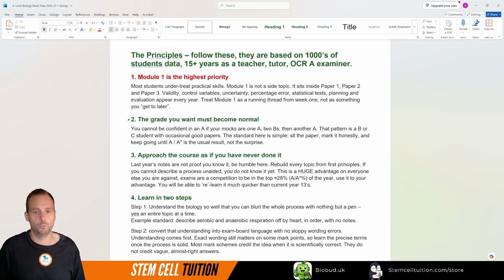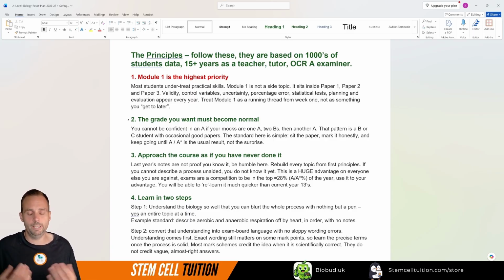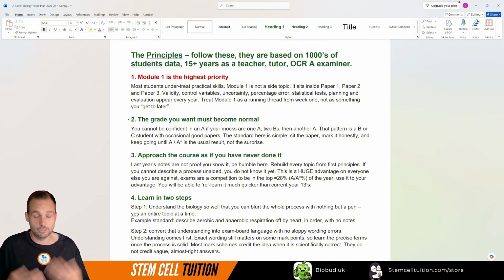I'm going to focus on Module 1 for everyone because I think that's the bit that people struggle with, which is the "I know the content but can't apply it." That's when you get a weird and wacky practical and you don't really understand. We're going to work on that stuff. That seems to be tripping up most students.